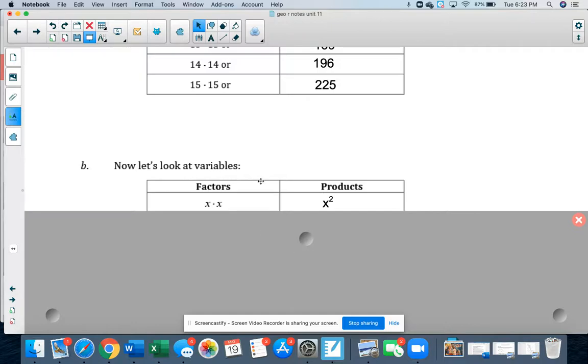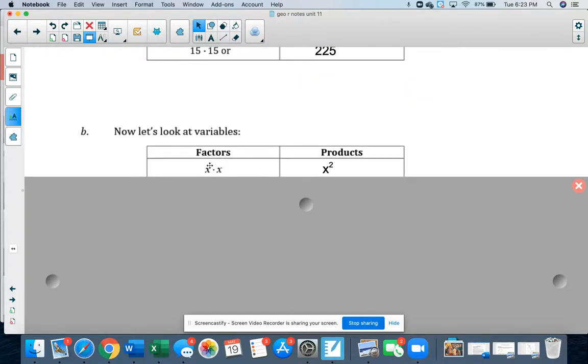So say I have two factors, x times x. This is really x to the first times x to the first. Now remember, when you're multiplying, think about what you do with the exponents. You can see my answer right here is x squared. When I'm multiplying, I add the exponents. So 1 plus 1 is 2. Okay, so continue, pause the video, and try those 4 problems on the rest of this page. Remember, when you're multiplying, you add the exponents.